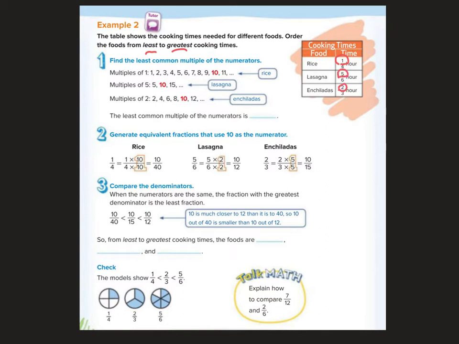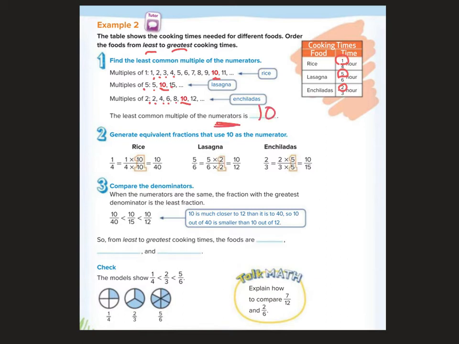If I'm looking at 1, 5, and 2, and I list their multiples, counting by those numbers. For 1, it's 1, 2, 3, 4, 5, 6, 7, 8, all the numbers. Multiples of 5 are 5, 10, 15. Multiples of 2 are 2, 4, 6, 8, 10, 12, and so on. So the first number they all have in common is 10. The least common multiple of the numerators is 10.